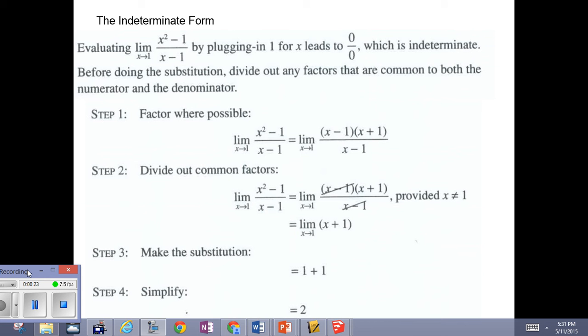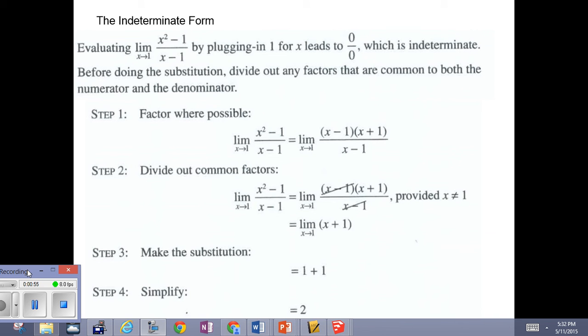So regardless of the function you're asked to evaluate the limit of, you'll still go with substitution from the very beginning, okay? If the substitution reveals a 0 over 0, that's what we call an indeterminate form. Indeterminate implies you can't make any judgment call as to the limit there, okay?